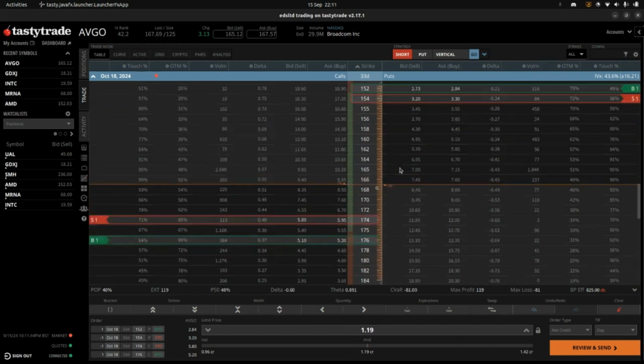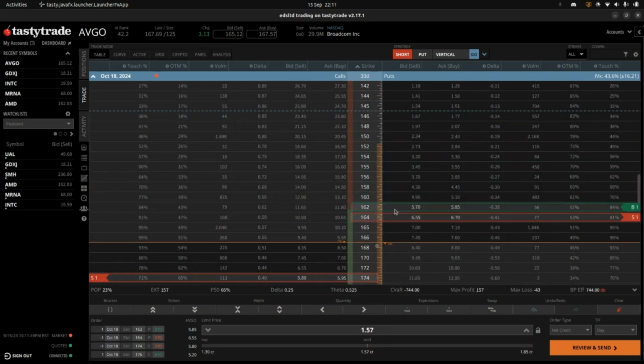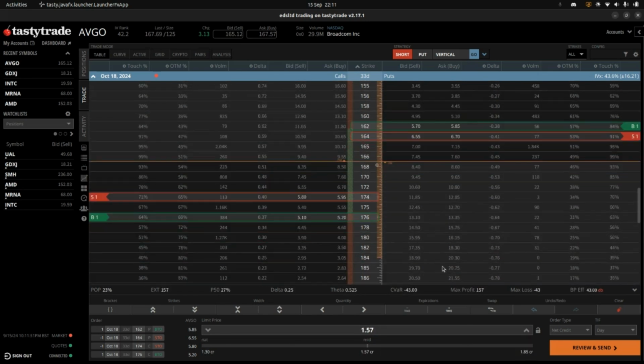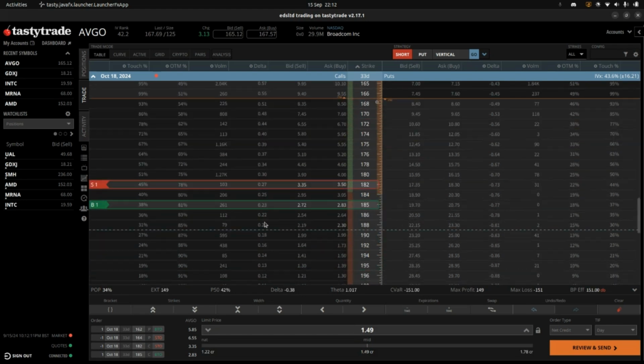Still $2 wide. We go up to a 40 delta on both sides. Still $2 wide on both sides. We collect $157 up front, and it's only going to require $43 of buying power. Obviously, our chance of profit goes down considerably, but you get the point that I'm trying to make here. You can play with this and you can manipulate the positions to fit your portfolio accordingly, right?